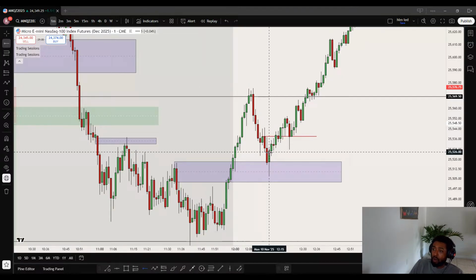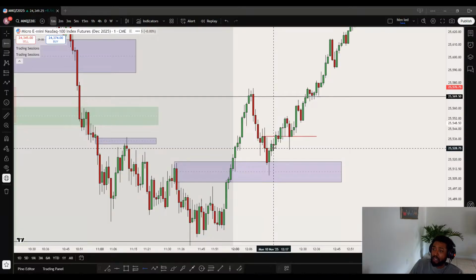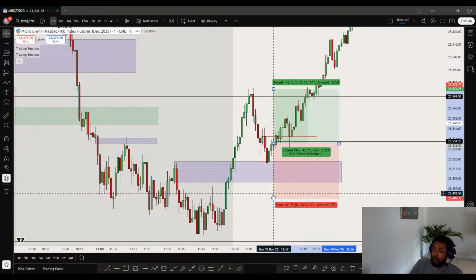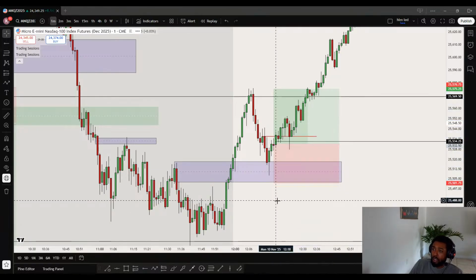Could have got your long right as it came into it. You see how it's leaving it? You could have been patient. Okay, it's leaving it. I'm going to get in here. Stop loss below the breaker. Look at that.